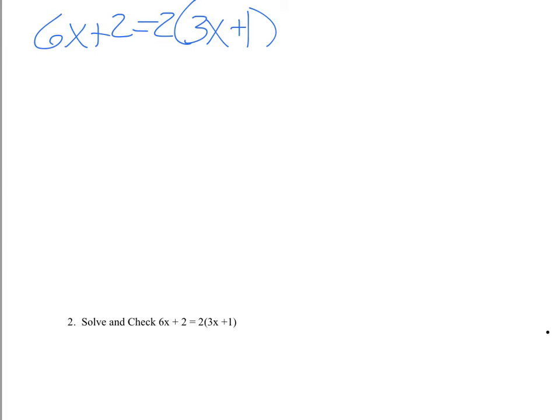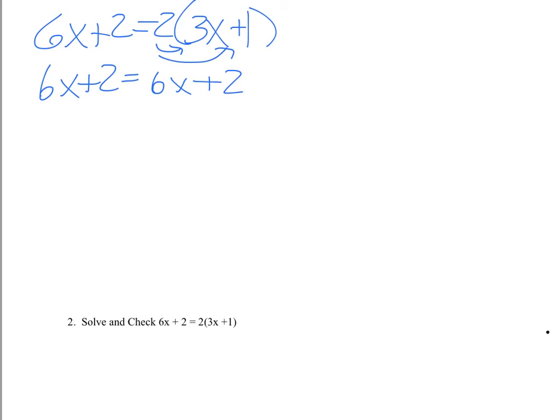Second step, take care of any parentheses, distribute through those parentheses. So I'm going to take the 2 times the 3x and the 2 times the 1. That's going to give me 6x plus 2. You might notice something at this point. You might notice that the left and the right-hand side of the equation match exactly. And that's usually a good hint that you might end up with all real numbers as your answer. But we want to keep working our way down through the problem.